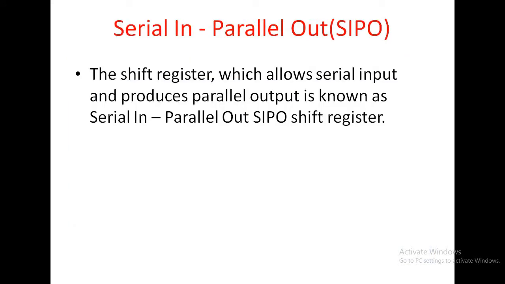Then what is the serial in parallel out shift register? The shift register where the input is given in serial mode and the output is in parallel mode is known as a serial in, parallel out shift register. If I give input in serial mode and it produces output in parallel mode, then this is known as a serial in, parallel out shift register.